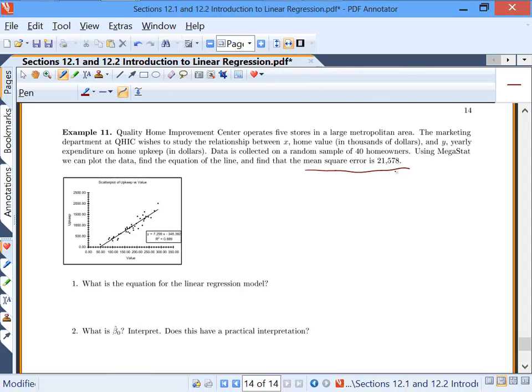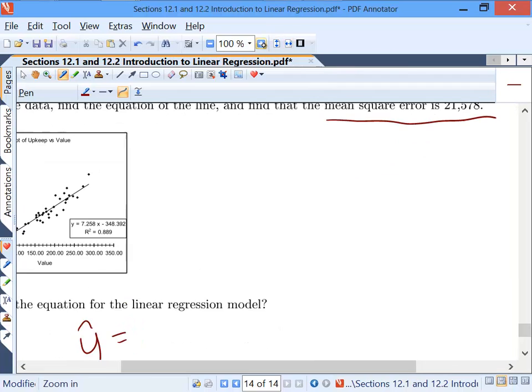So looking at this, what is our equation for our linear regression model? So we have y hat equals 7.258x minus 348.392.